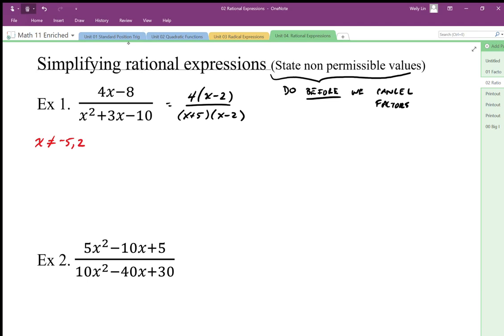Once I've done that, I can now cancel the factors. So always state your non-permissible values before we cancel the factors. So in canceling the factors, we're left with 4 on top, x plus 5 on bottom. Okay.